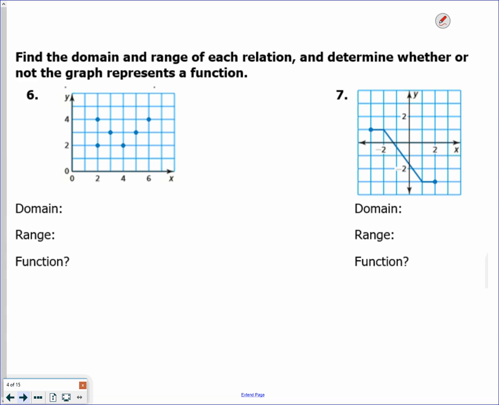So now I'm going to determine the domain and range of the relation and determine whether it represents a function. Remember, going back to what we talked about before, looking at the graph, if you can pass the vertical line test, then it is a function. I'm looking at number 6 and saying that is not a function.